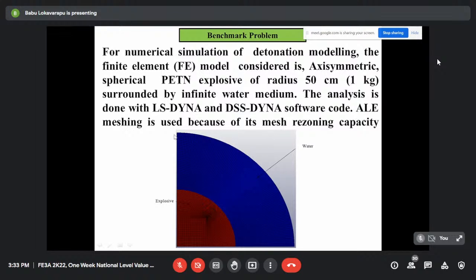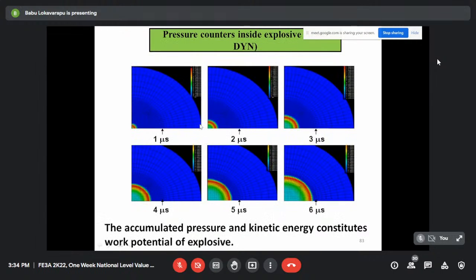Here ALE meshing is used because of its mesh rezoning capacity. When the wave propagates from here to here, you need to continuously change all the parameters. For that, the suitable meshing option is ALE, which we have used in this. Now you can see the parameters that are studied.